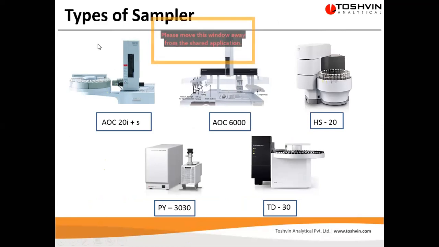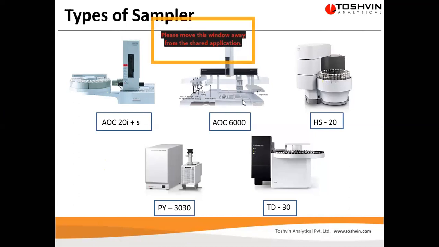Okay. So the different accessories we have, first you can see this is AOC 20i. Some of you must have only this tower, AOC 20i, which accommodates around 12 vials maximum. And if you have the combination AOC 20i plus S, you can put around 150 vials. So again, it will affect your productivity output. That is good to have.